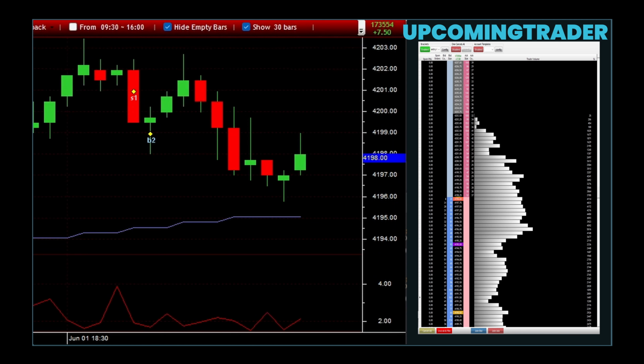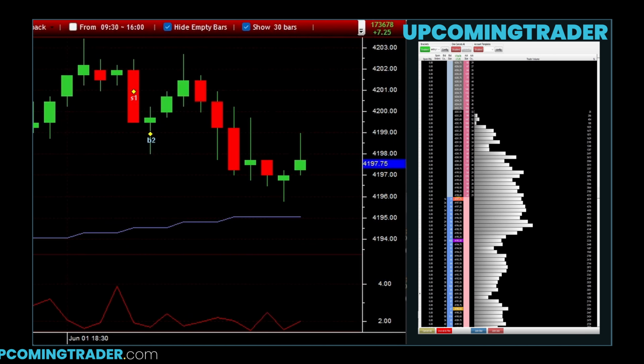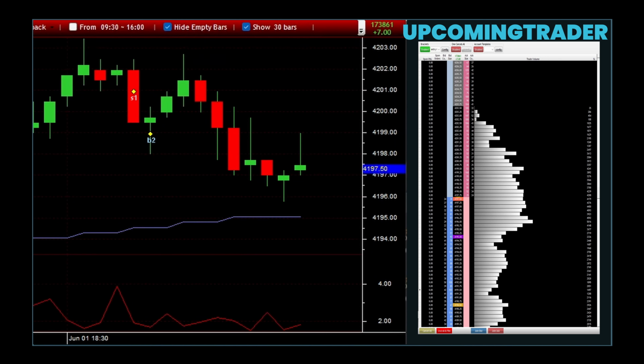This breakout typically signals that the period of consolidation is over and the market is ready to continue in the direction of the breakout. By waiting for this breakout, you confirm that the pattern is valid and that the market is moving as expected, reducing the risk of entering too early.